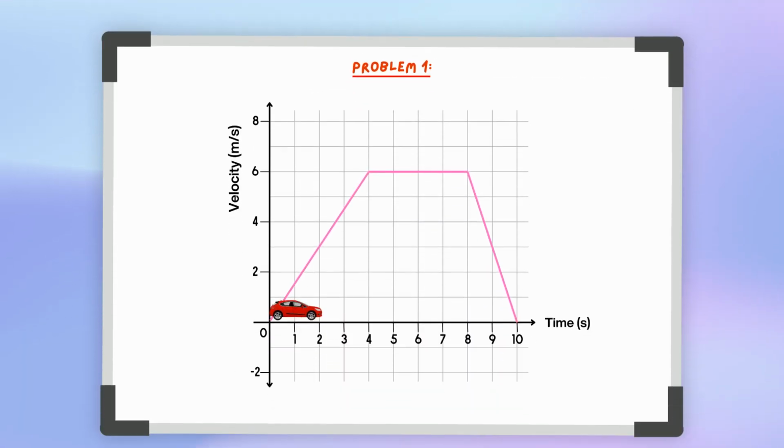Let's apply what we've learned to a few specific problems to consolidate our new knowledge. A car's velocity time graph shows us that from 0 to 4 seconds, the car accelerates from 0 to 6 meters per second. Then from 4 to 8 seconds, it travels at a constant velocity of 6 meters per second. Finally, from 8 to 10 seconds, it decelerates to 0 meters per second. Calculate the total displacement of the car. Pause the lesson here to have a go yourself before we go through the answer.